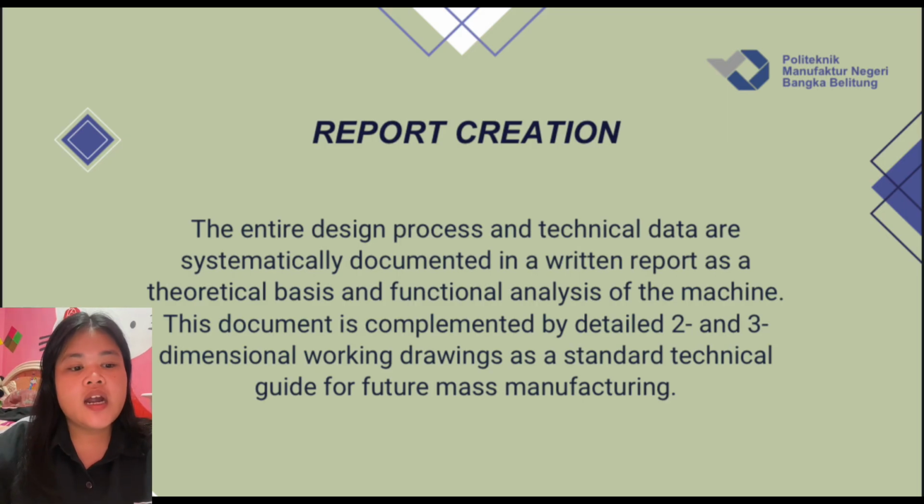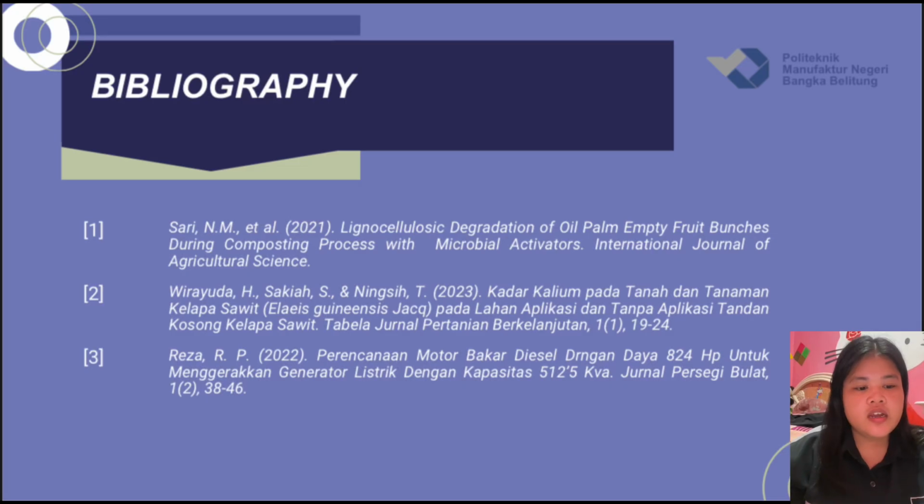Now, we are at the final stage in chapter 3, namely creating the report. The entire design process and technical data are systematically documented in a written report as a theoretical basis and functional analysis of the machine. This document is complemented by detailed 2 and 3 dimensional working drawings as a standard technical guide for future mass manufacturing. Here we have entered the last slide, namely the bibliography.